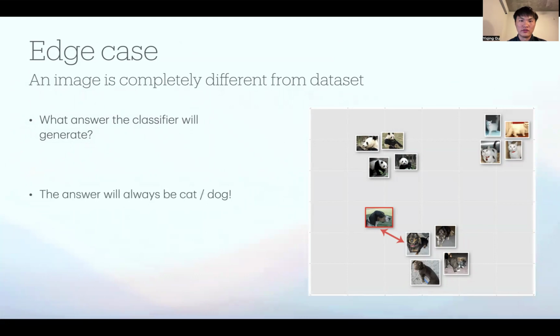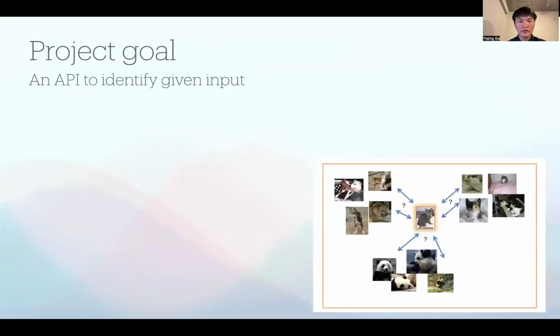This is an issue the modern machine learning usually have. If you give an image which is completely different from dataset, classifier will give you a totally wrong answer. That's why we started our project based on this problem. We would like to develop an API to identify given input image.